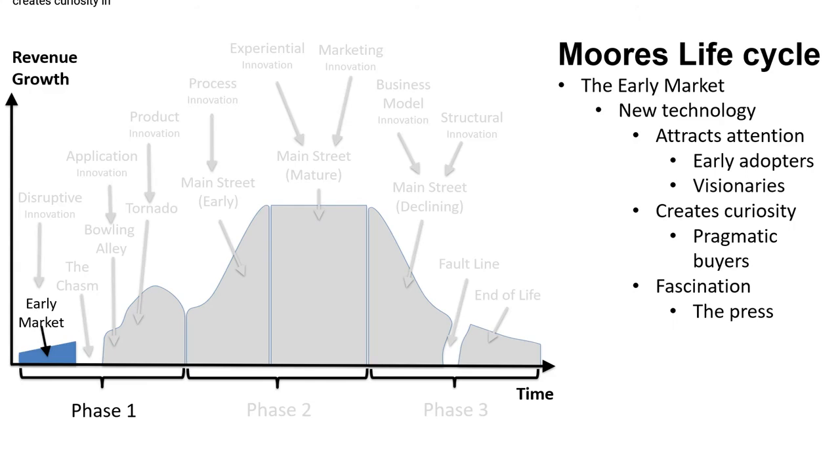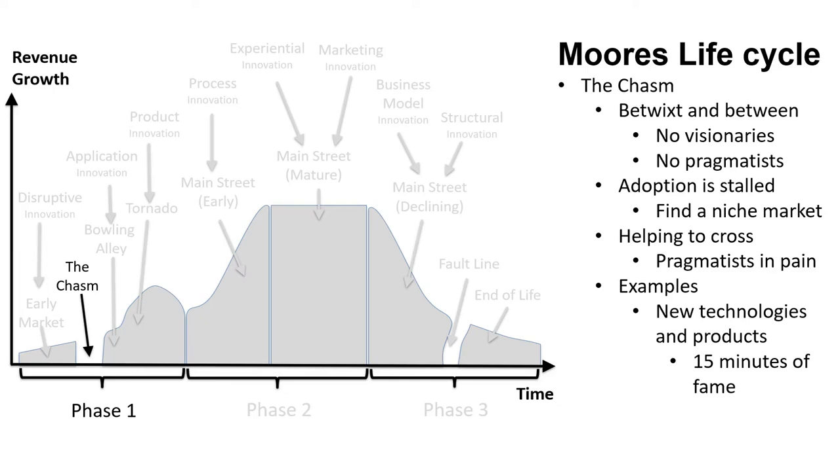Stage 1. The early market. When a new technology is introduced, it attracts the attention of early adopters, enthusiasts who see it as cool, and visionaries who see it as potentially disruptive. Pragmatic buyers are curious, but make no commitments. The press, fascinated, writes glowing articles describing the new technology as the next big thing.